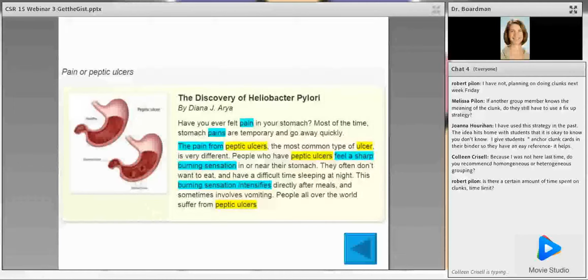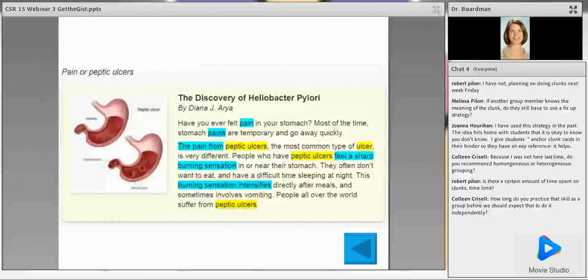I don't know what color you have, but mine is kind of a light blue. So we see it in almost every line of the text. There's some reference to how much it hurts. So that's pretty important. And then the other thing that's talked about a lot is peptic ulcers. So you can see that term in yellow coming up over and over again.